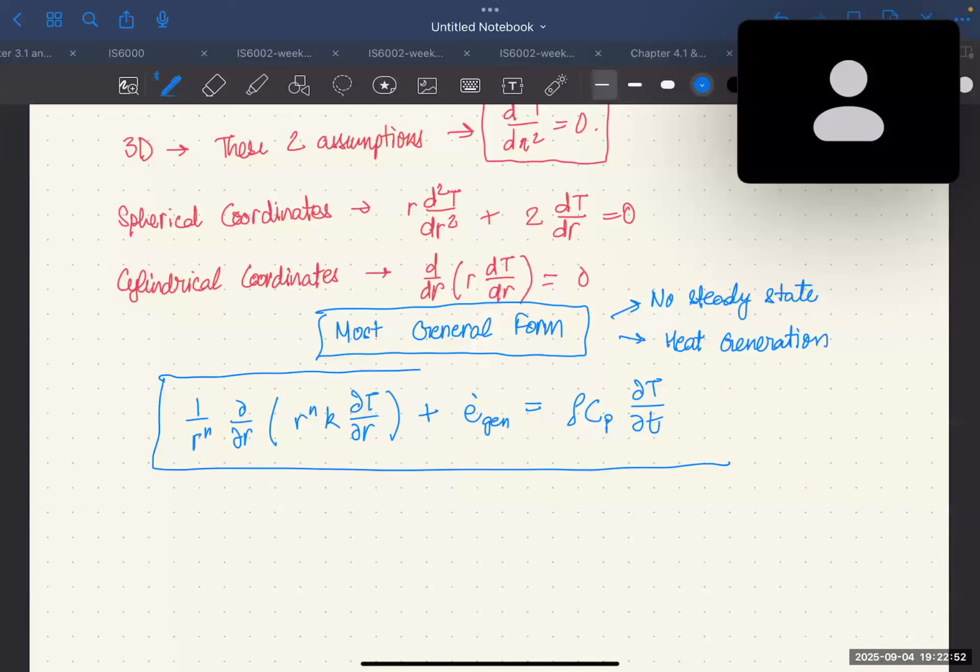Okay, again you don't have to remember this. Now in this, what is n? n is 0 for the 3D case, n is 1 for the cylindrical case, and n is 2 for the spherical case.